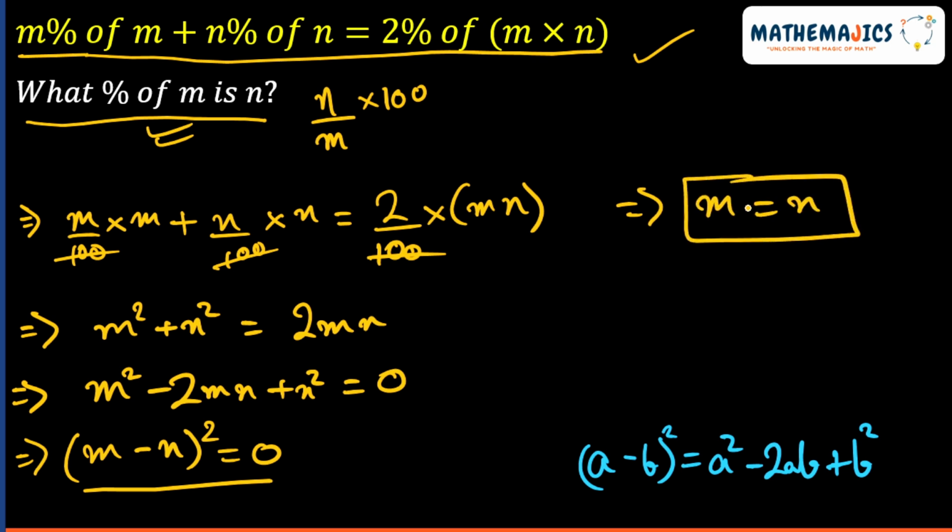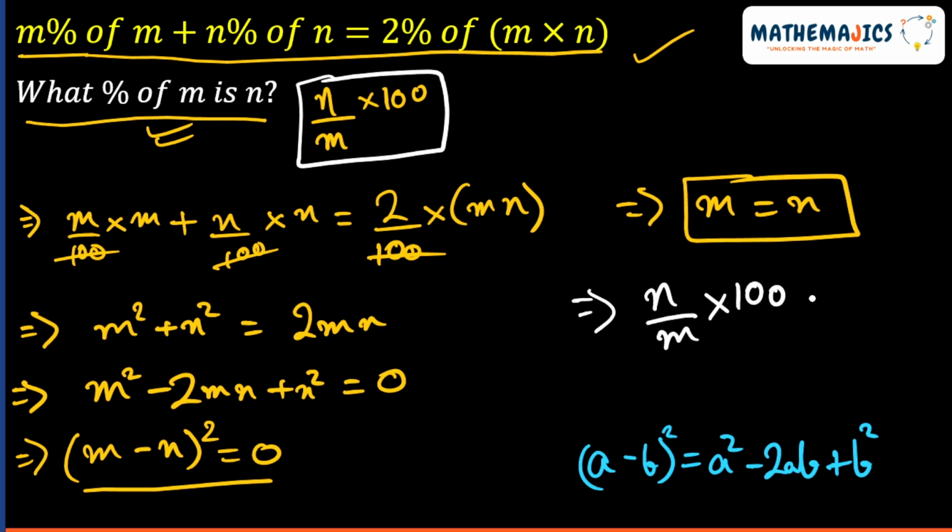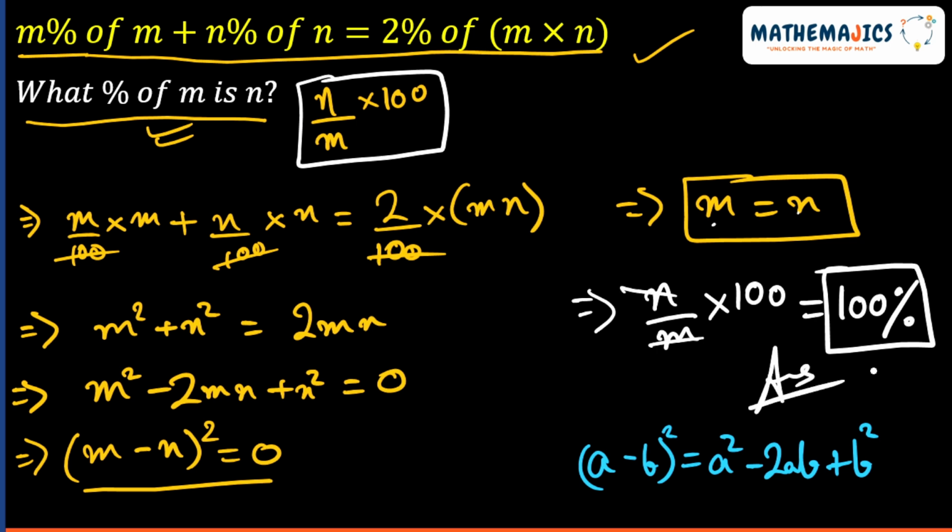Please keep this in mind. So what do we need to answer? We need to answer this, n upon m times 100. So what we will get? N upon m times 100 will turn out to be 100%. Why? Because m and n are equal to each other, so they will get cancelled and we will get 100%. So 100% will be our final answer. What percent of m is n? That is 100%. Yes.